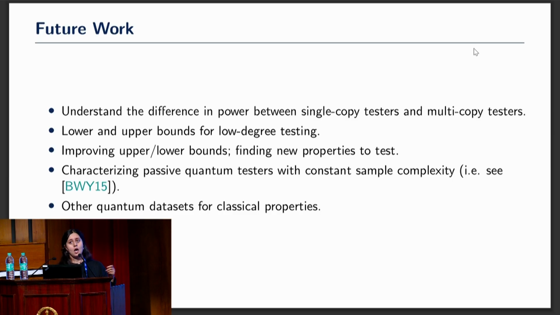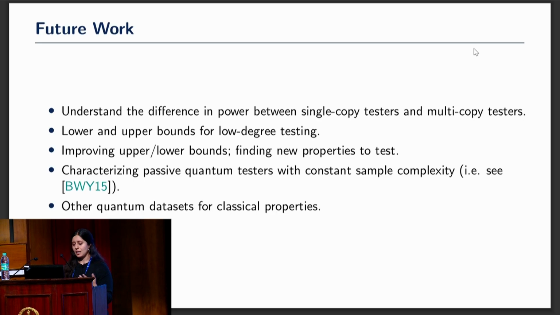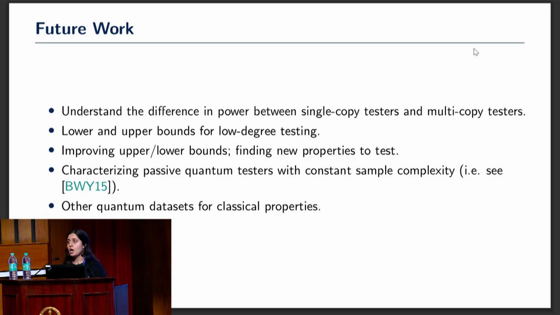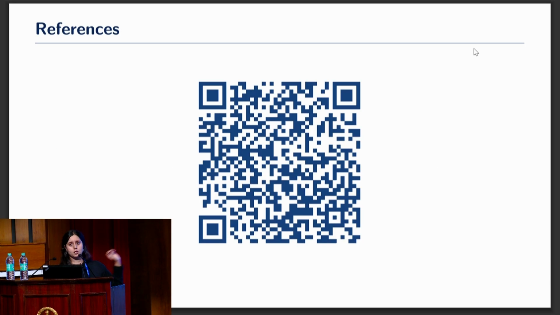And finally, the superposition that I've mentioned is one example of a quantum data set that you can use for classical properties, but it might not be the best quantum data set. So maybe you want to take random subsets of the Boolean hypercube and use those as data sets for testing classical properties. So we also are interested in knowing whether there are other quantum data sets that might be better suited for testing classical properties. You can look at the references in the paper.